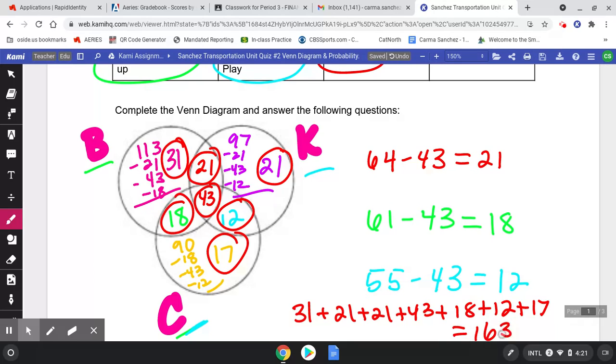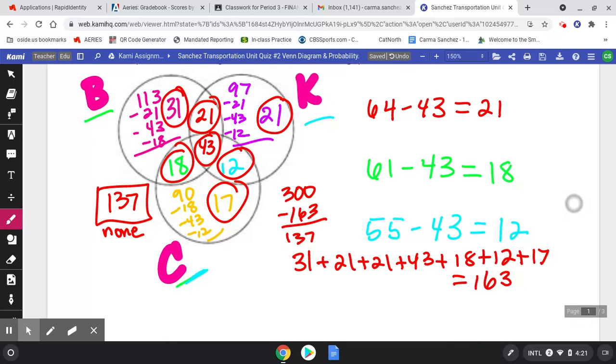That's only 163, and there were 300 total that were polled. So we have to subtract the 163 from the 300, and that leaves us 137 students. That number, if there are leftovers, needs to go outside the diagram because these are students that chose none of the features. And so this number is important for you to have on the outside of the diagram if the number adds up in your diagram to a number different than what you were told in the problem that was polled. Okay? So now we can ask questions about this.